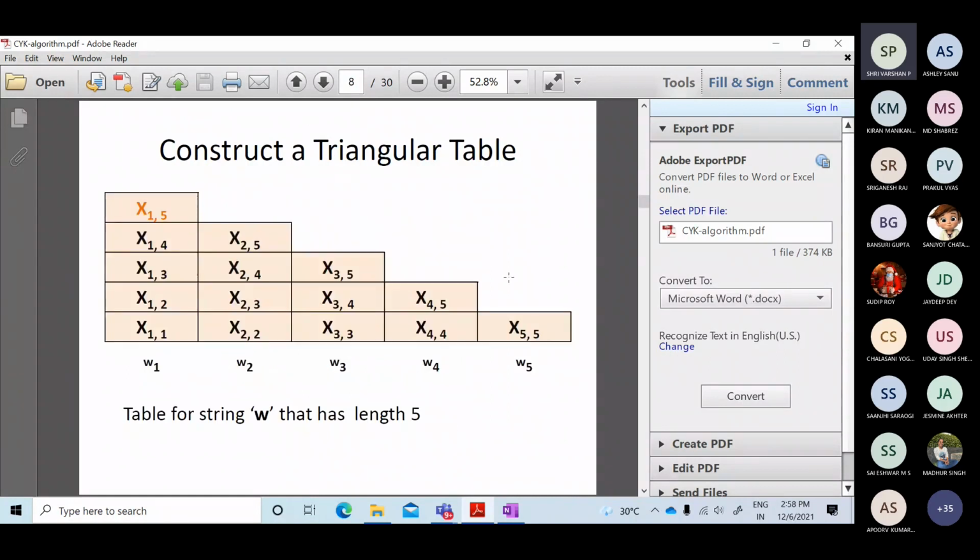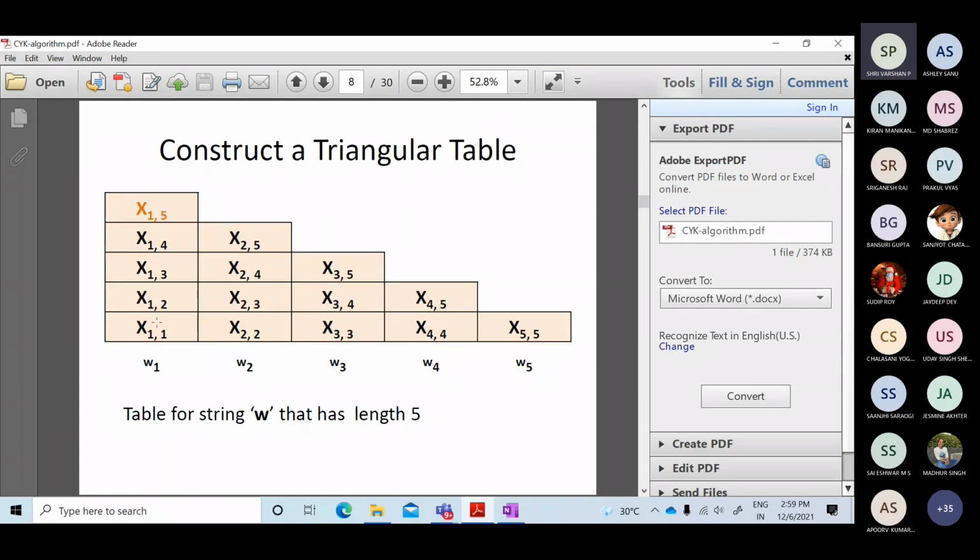Okay, so here first we will be constructing a table. For example, if the given word is of length 5, and I want to check whether the string of length 5 belongs to the language of the grammar or not, then I have to construct a table. I will be having 5 slots here: 5, 4, 3, 2, 1. I am going to construct a triangular table. This triangle depends upon the length of the string.